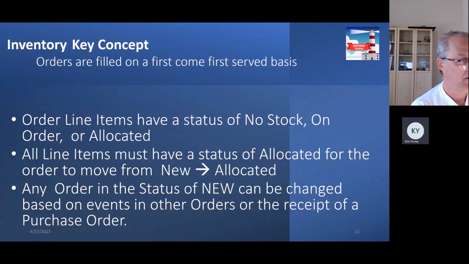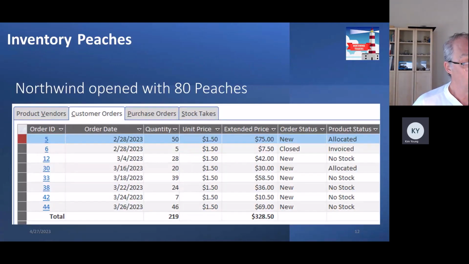And we continue to round robin through that until an order moves from the status of new to allocated. So anytime an order is still sitting in new, it can change whether or not we have the available inventory based on what happens in another order or the receipt of a purchase order. And I know I'm talking really fast, but we're going to try to walk through a simple example. So Tom, you want to do the next slide?